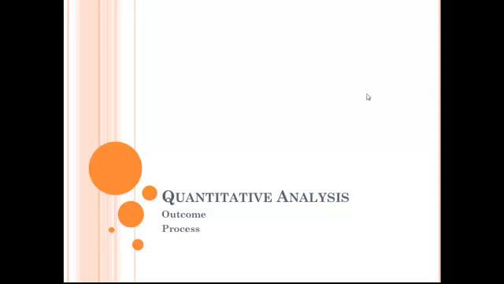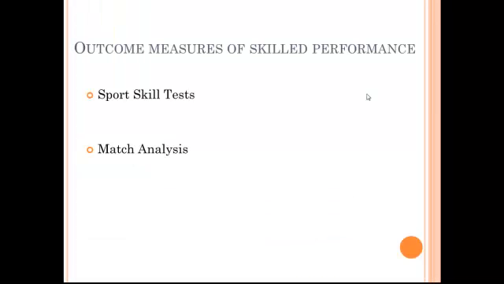So for quantitative analysis of skilled performance, you have two types. You have an outcome measure and a process measure. We're measuring skilled performance in a quantitative way, and we can do that by measuring the outcome. If we think of a sports skill, the outcome of any sports skill would be correct execution. If you're talking about a basketball free throw, the outcome would be, did the ball go in the basket or not? That would be our outcome.